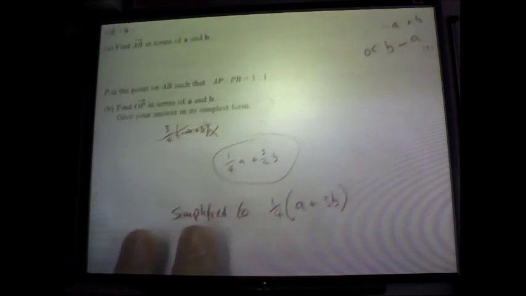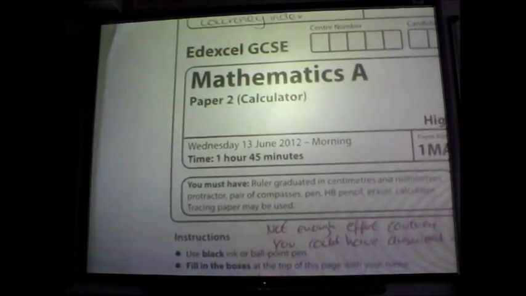Very difficult A-star question to end with. Mark it yourself, see how you get on. I hope you did well.